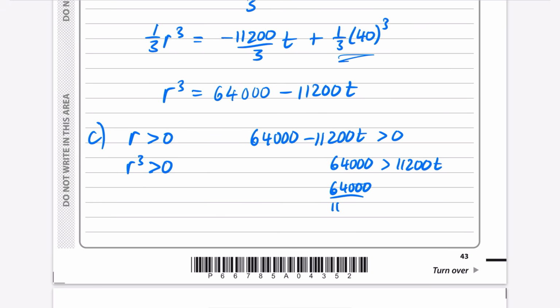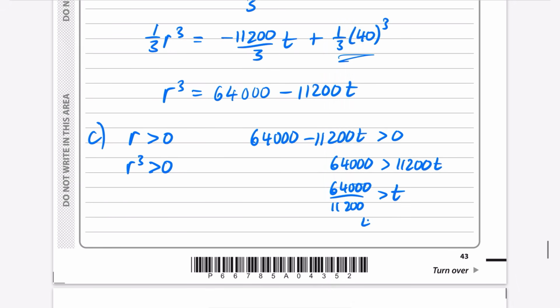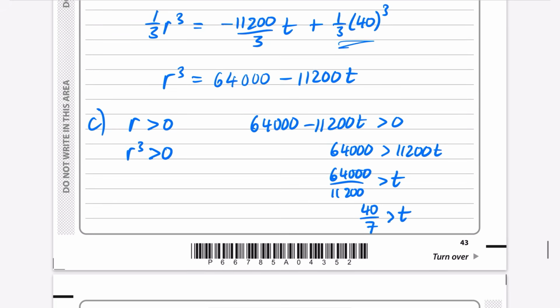So 64,000 is greater than 11,200t. 64,000 divided by 11,200, let's just quickly work that out, and we get 40 over 7. So that means that t has got to be less than 40 over 7. And it could include that, okay? Because we could say that the radius could be equal to 0 when the balloon has become like that. So t has got to be up to and including 40 over 7 seconds.